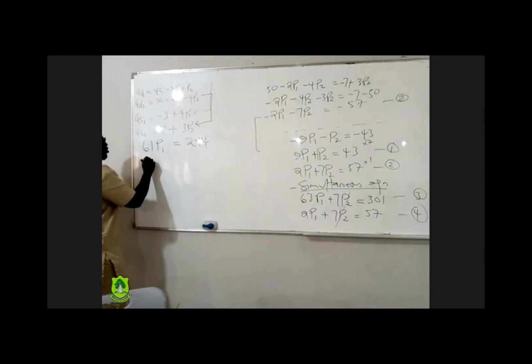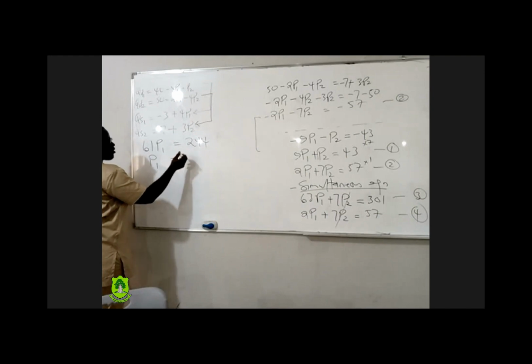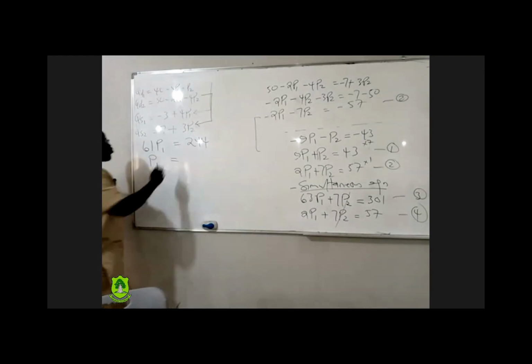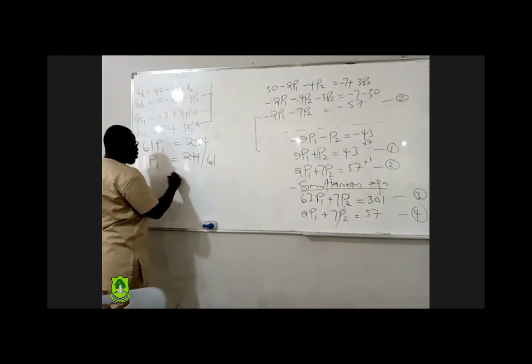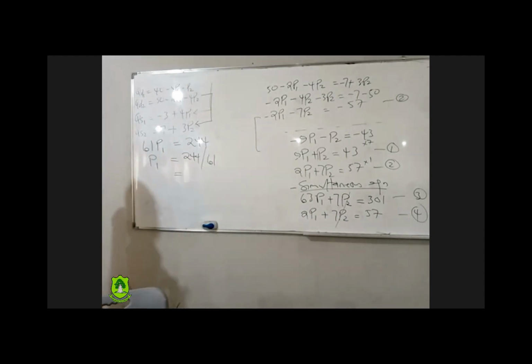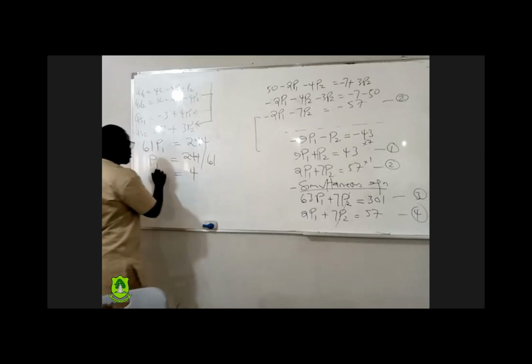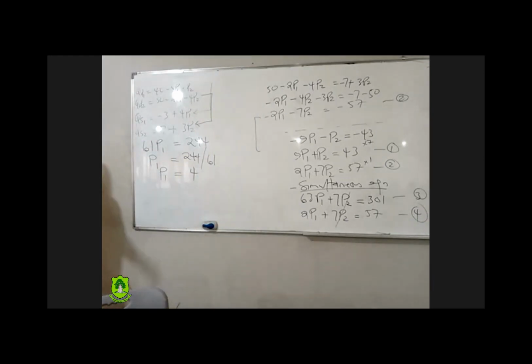244. So which means that our price one will be this one divided by this: 244 divided by 61. What are we getting? Which means that the price for commodity one is what? Is 4. The price for commodity one is 4.